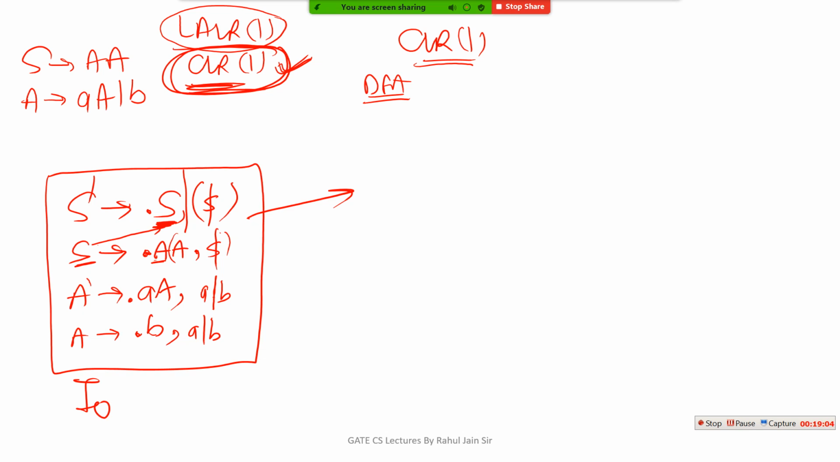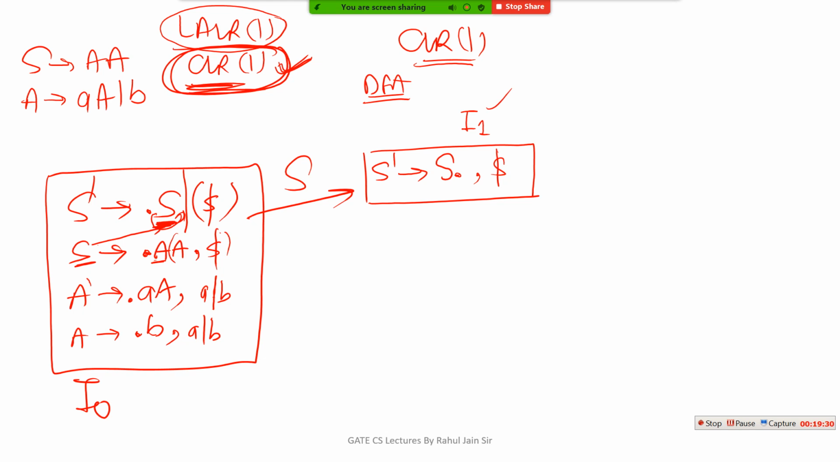Now I am moving on capital S. On capital S, my next state would be S dash derives S dot, where the dot moves one position to the right, with dollar, and the lookahead would remain the same. It is my I1 state. It means it is completely reduced, because the dot is at the rightmost position.